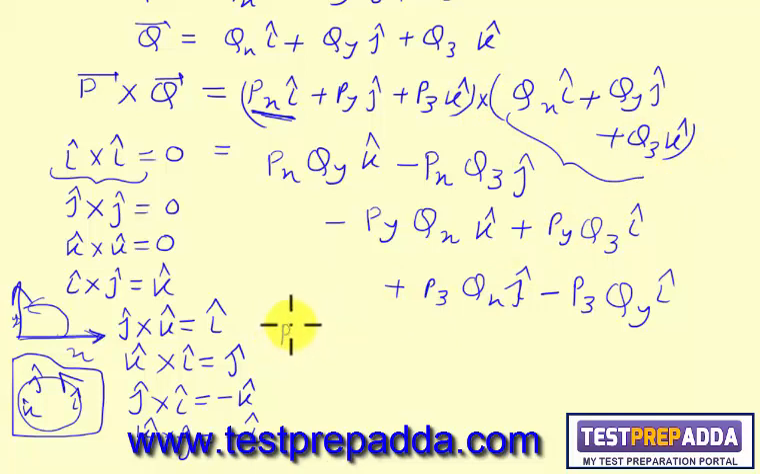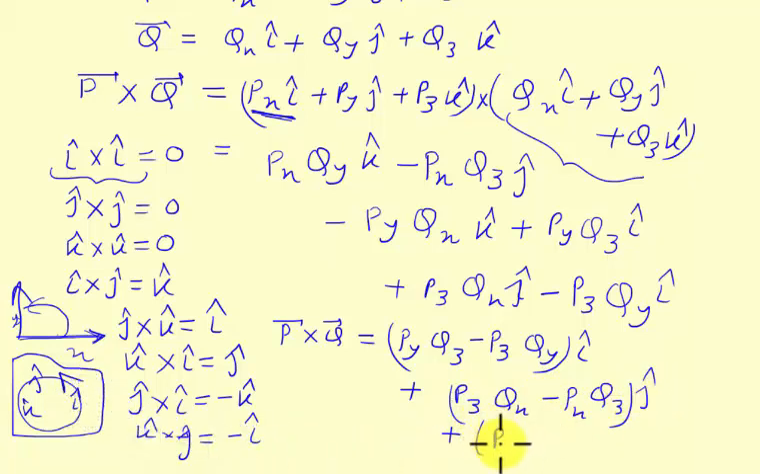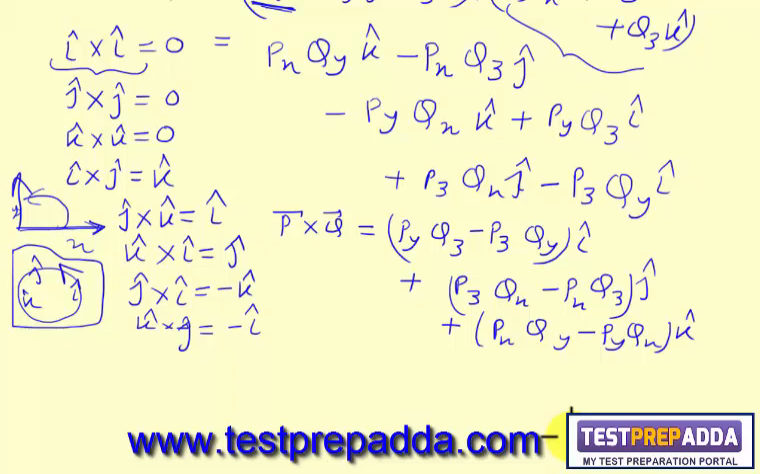So, I can write P cross Q is equal to (Py Qz minus Pz Qy) I cap plus (Pz Qx minus Px Qz) j cap plus (Px Qy minus Py Qx) k cap. So this is the answer here.